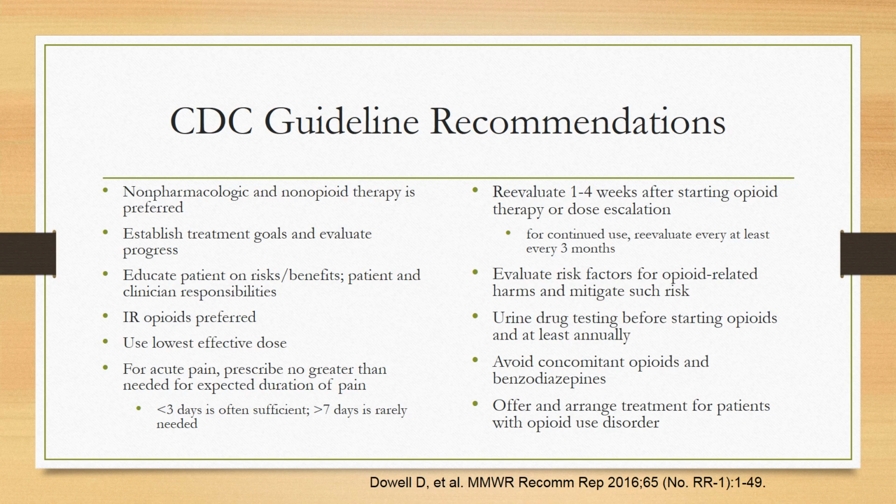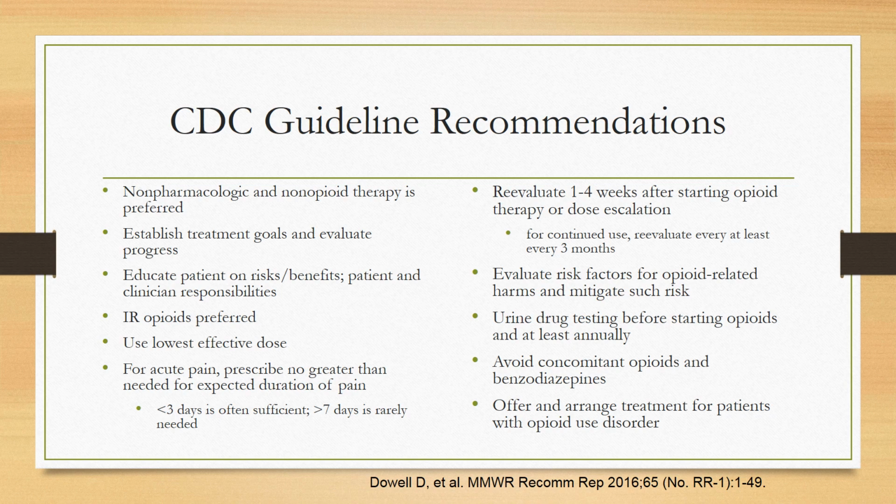Again, this is for acute pain mainly. You want to prescribe no longer than needed. Usually less than 3 days is sufficient. Rarely you need more than a week. And then if they are going to be on it long term, you want to reevaluate 1 to 4 weeks after starting. And then if you're going to continue using long term for chronic pain, you're going to reevaluate at least every 3 months. You want to evaluate the risk factors for opioid-related harms and mitigate such risks when possible.